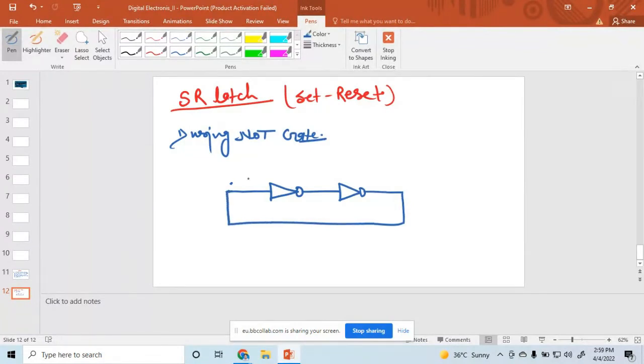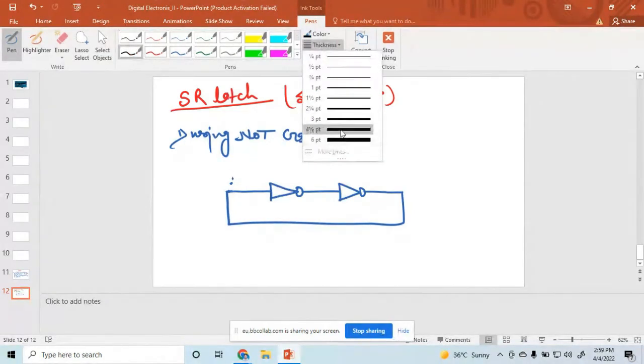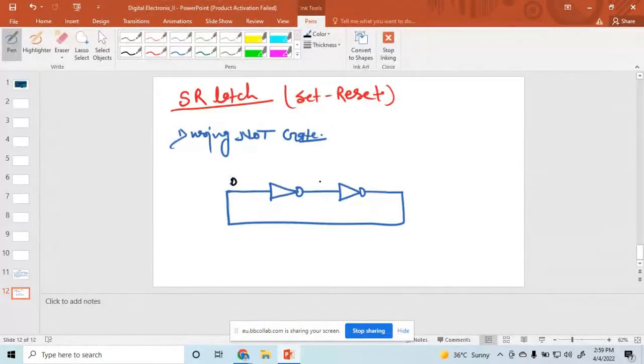Suppose the input here is 0. What is the output here? 1. And the output of the next inverter is 0. This 0 comes back to the first input, and again this cycle is repeated.